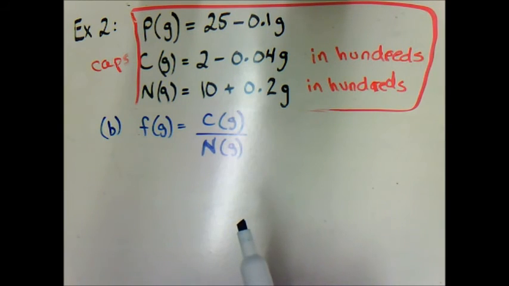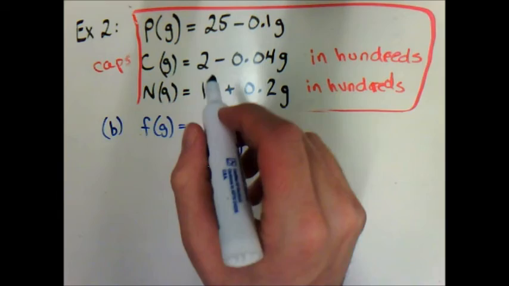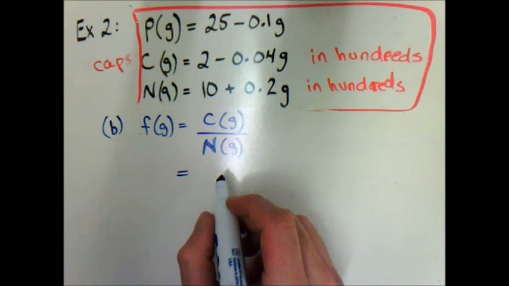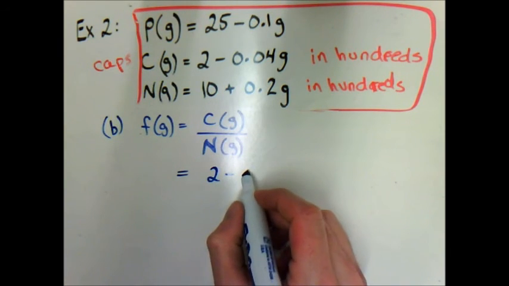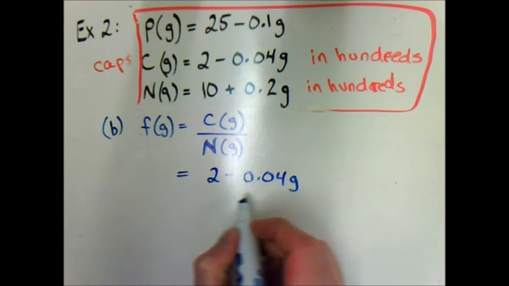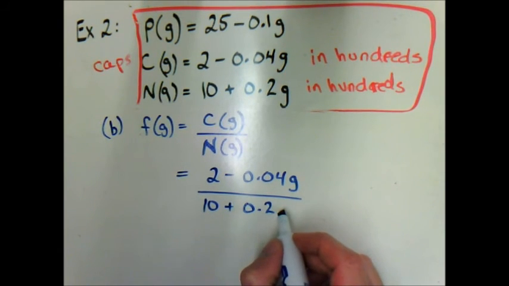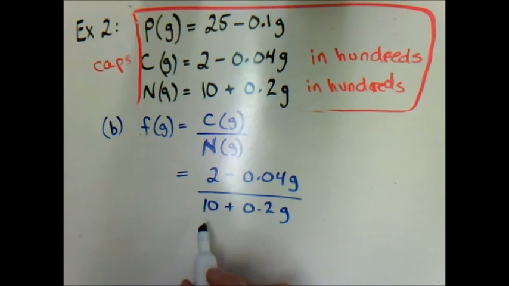So the question that we need to ask is, how likely are you to receive a free baseball cap if you attend game 5? There's a couple different ways to do this. They both start, and we're just going to do the pen and paper method, with simply subbing in our component functions. We have C of g, which is 2 minus 0.04g, measured in hundreds. That's the number of caps, over the number of people, also measured in hundreds, 10 plus 0.2g.